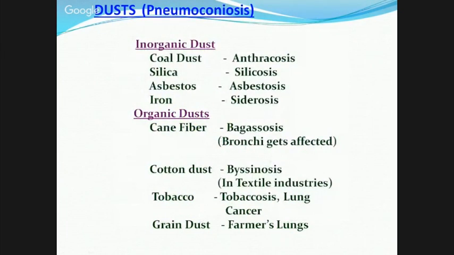And then dust. You can get inorganic dust, basically coal dust, silica, asbestos, iron, which again causes different types of diseases in humans. Then you have organic dust, basically coming from cane fiber, cotton dust, tobacco and grain dust. So it is again affecting our respiratory system and lungs and causing cancer etc. in human beings.